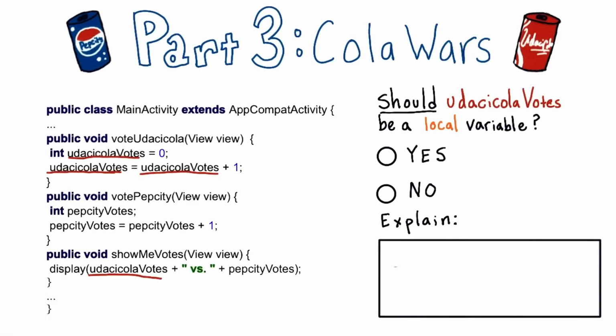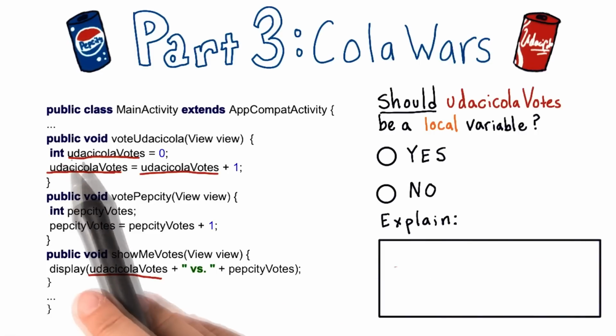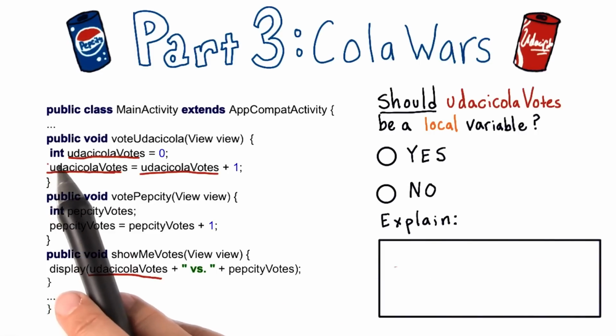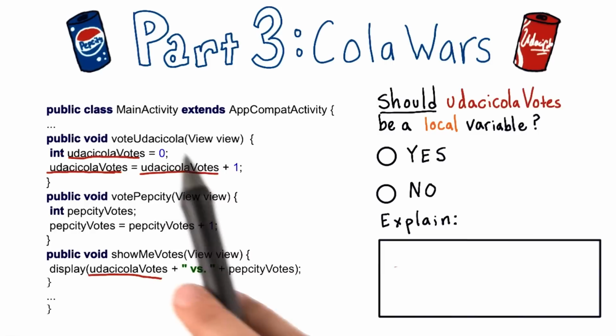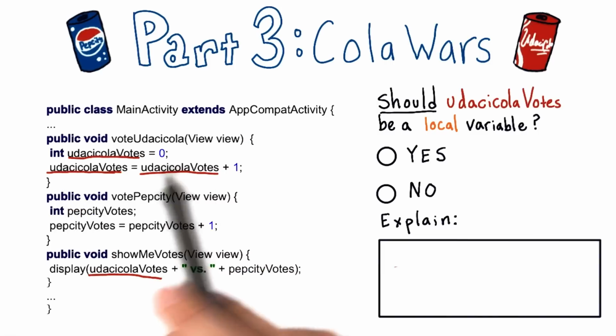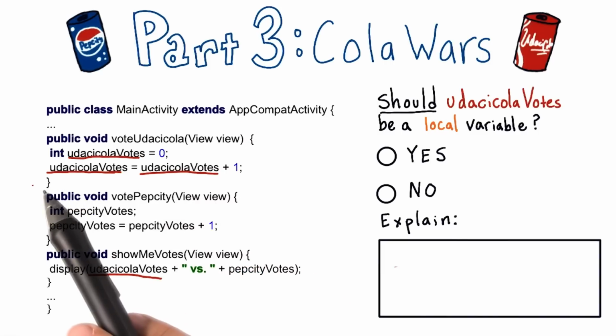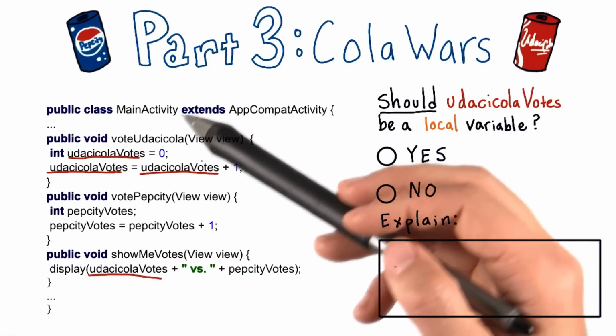So the first thing that I asked you is whether Udasicola votes is a local variable or a global variable. And you should have determined that it was a local variable. Well, to figure this out, you go to where the variable is declared, which is here. And you know it's declared because the data type is right here. And you see, is it declared inside of a method, meaning between the two curly braces here, or is it declared outside of the method?